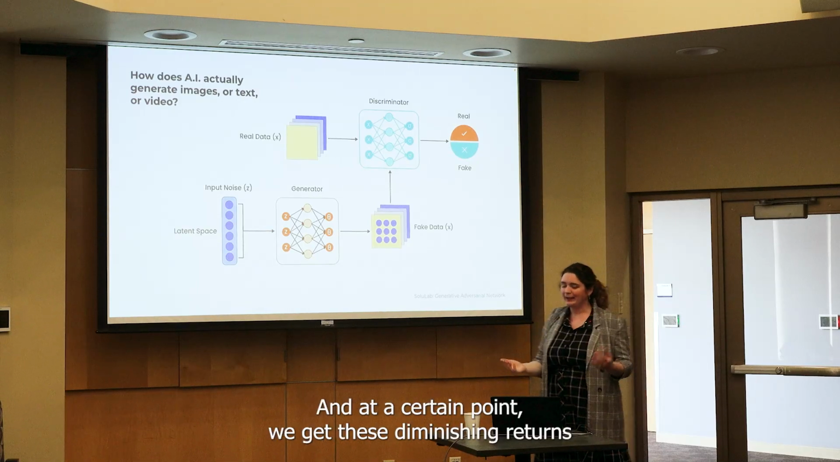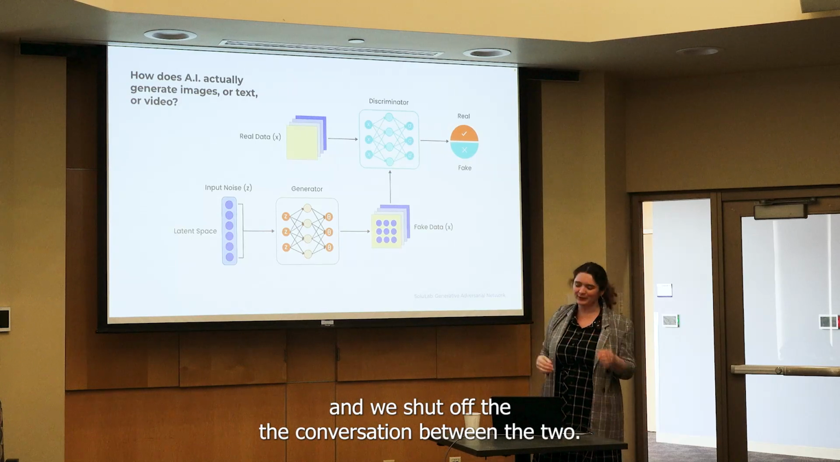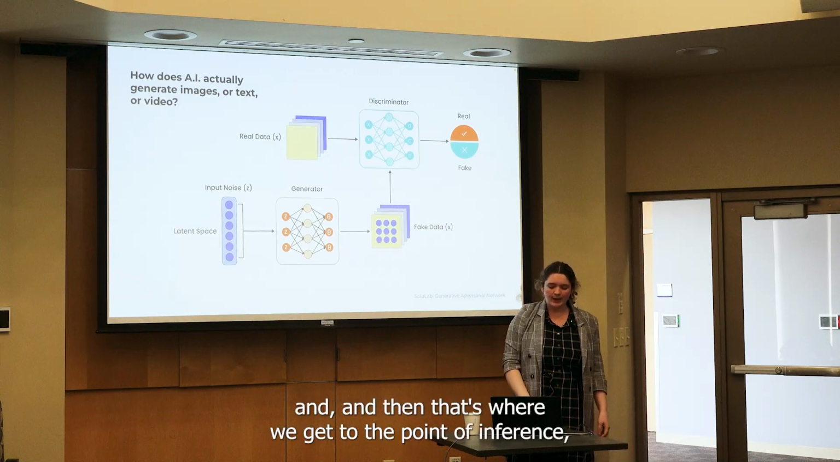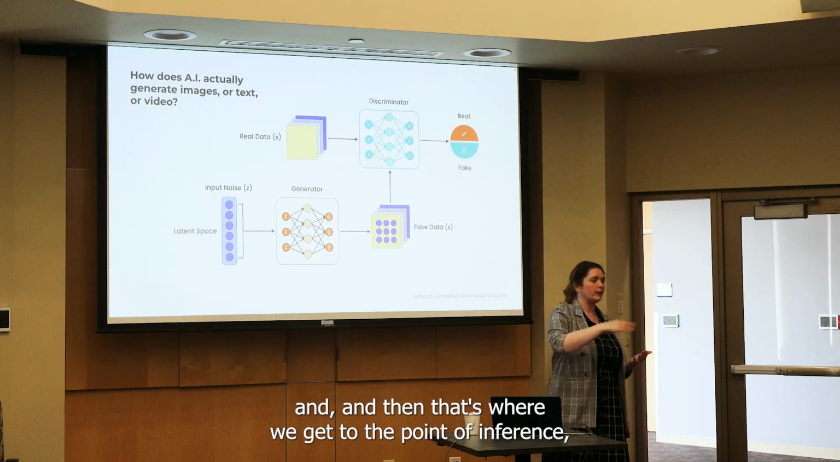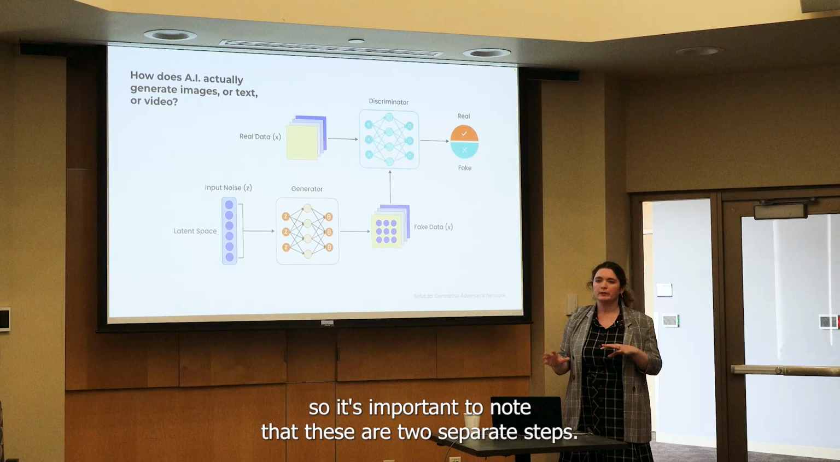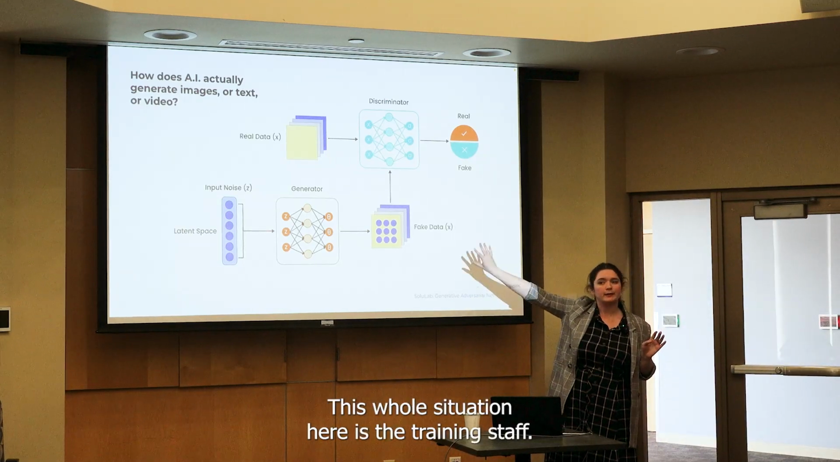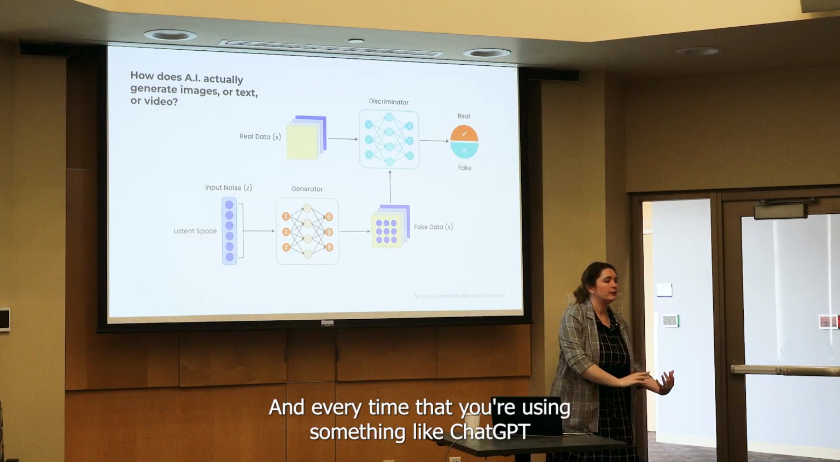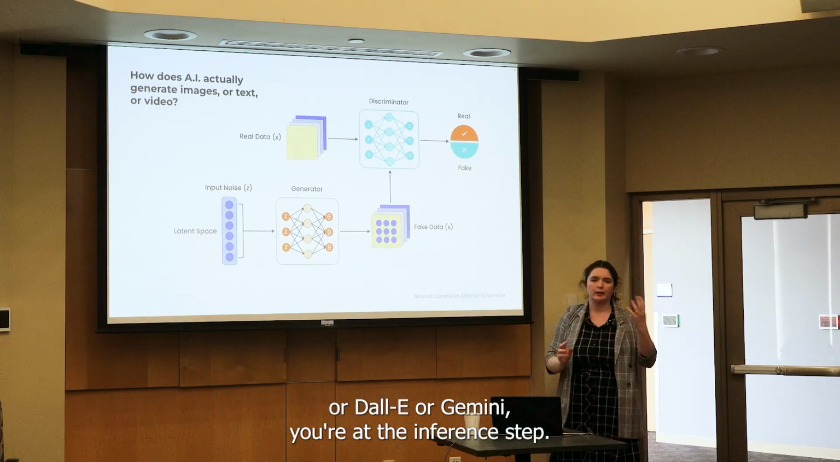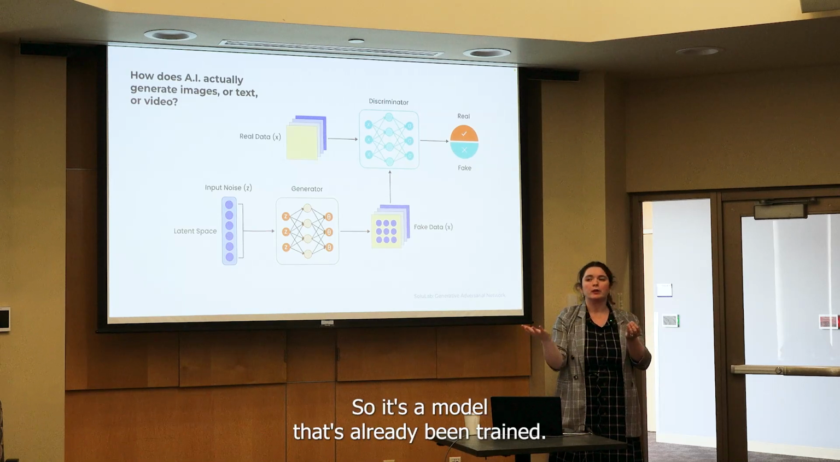And at a certain point, we get these diminishing returns, and we shut off the conversation between the two. And then that's where we get to the point of inference, where you're actually generating an image. So it's important to note that these are two separate steps. This whole situation here is the training step. And every time that you're using something like ChatGPT or DALL-E or Gemini, you're at the inference step. So it's a model that's already been trained.